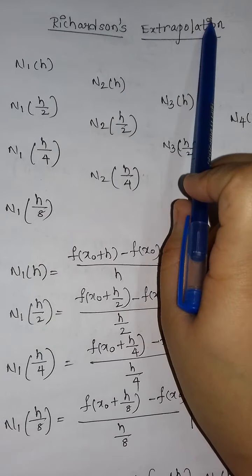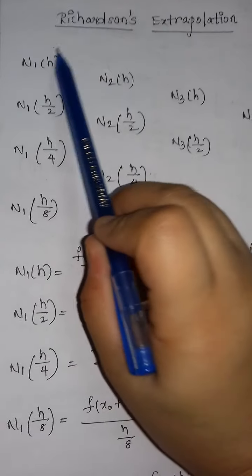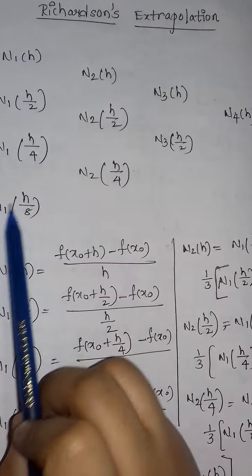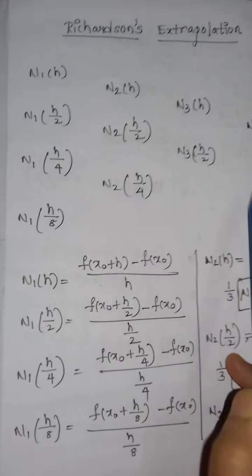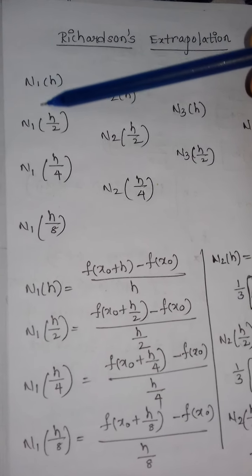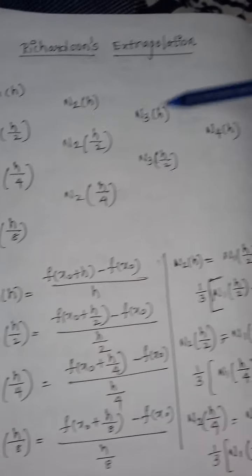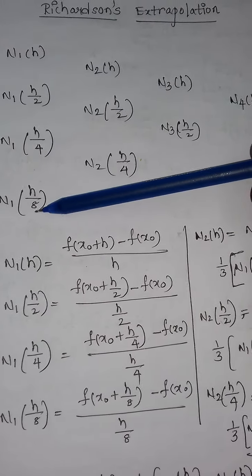If the problem is given of the Richardson extrapolation, then the first thing we need to do is write the formula in this way. Actually, these are the values we need to find in a Richardson extrapolation. So first you write this. How will you write this? In this you will write N1, here N2, here N3, and here N4. Here h, then h by 2, h by 4, h by 8.